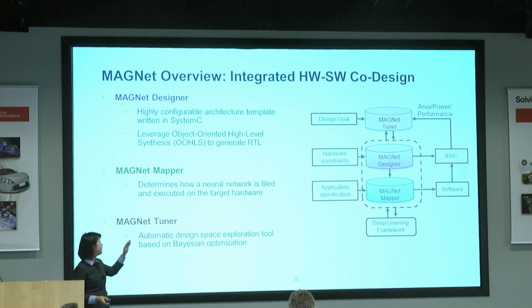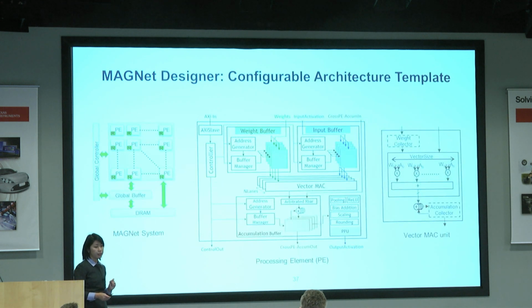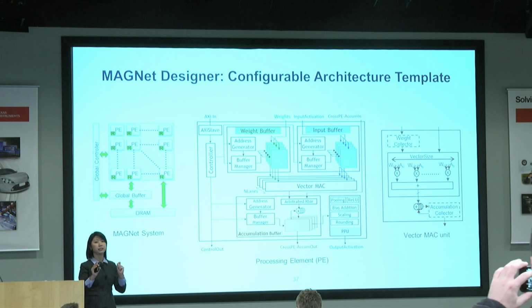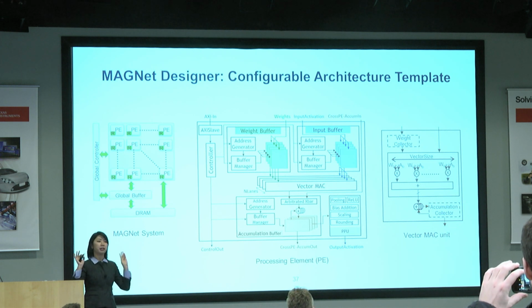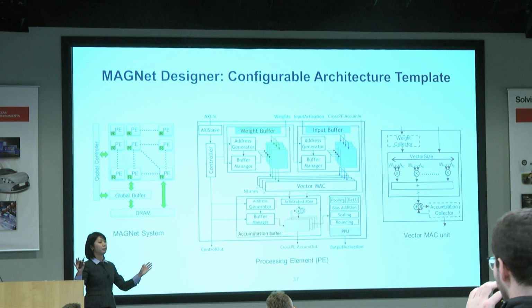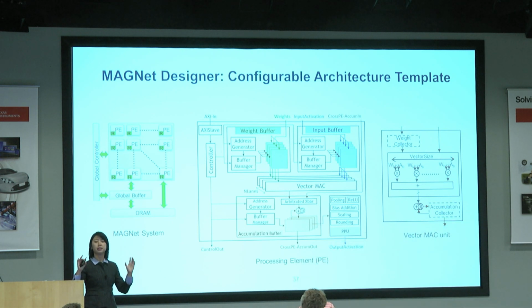Next, I'm going to step into each of the components and talk about what we did in each area. The first, MAGNet Designer: what we're really interested in is, instead of providing a point solution for each individual accelerator, asking whether those accelerators in the deep learning space are fundamentally different, or whether there are commonly used optimizations or dimensions, and whether we can provide a hardware template to enable our designers to quickly evaluate those different alternatives.